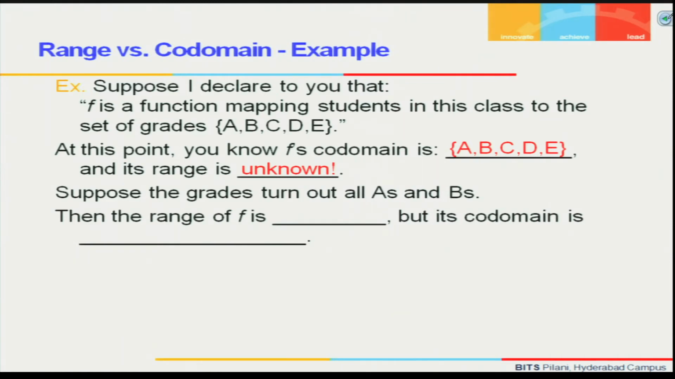Suppose I relax the condition and say the grades turn out, I gave you grades and finally it all turned out to be all A's and B's. Then the range of F is {A, B}, and the codomain remains, of course, A, B, C, D, E.